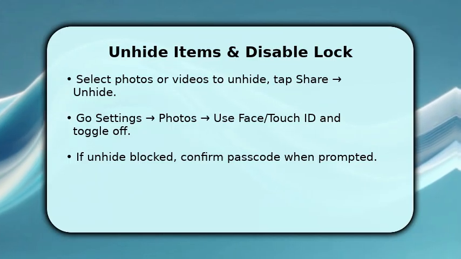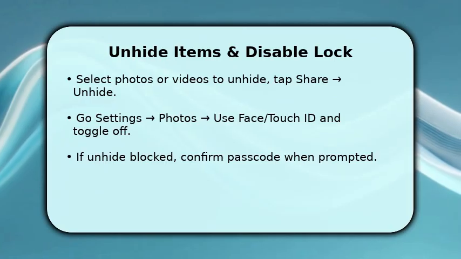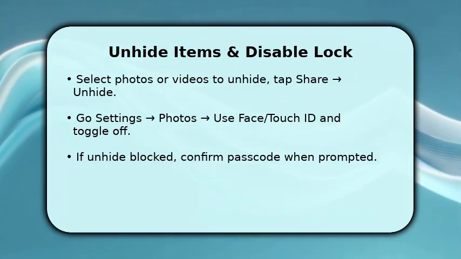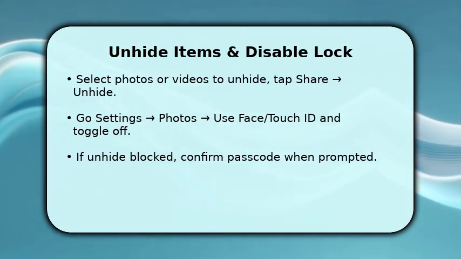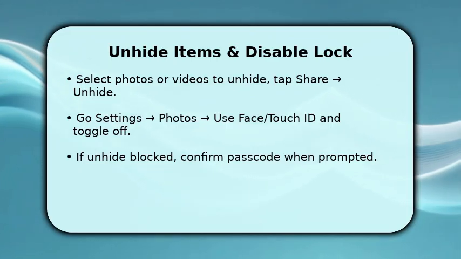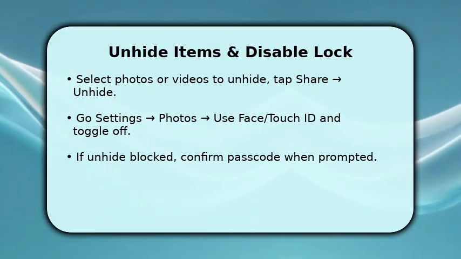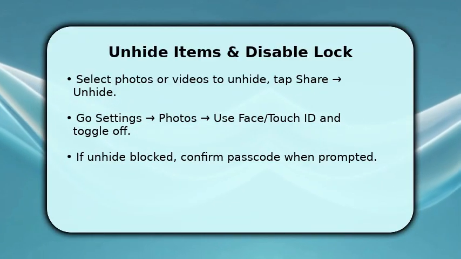Next, open Settings, scroll to Photos and locate Use Face/Touch ID. Toggle it off so the hidden album no longer requires biometric access. If iOS prompts for a passcode to change this, enter it. This is the security step. Making both changes removes the hidden state and the biometric lock, ensuring items are accessible.